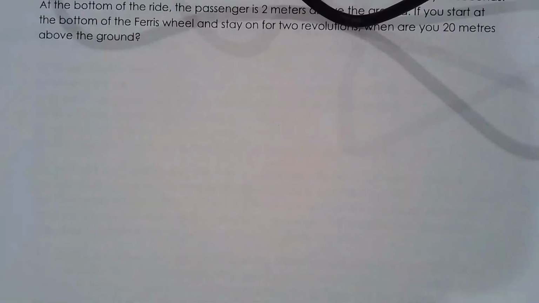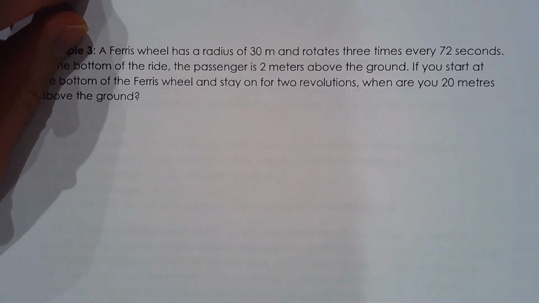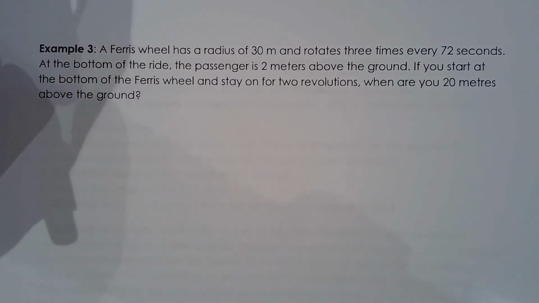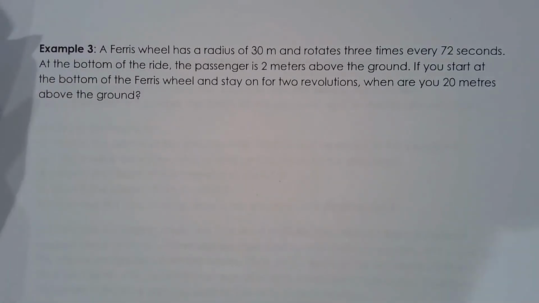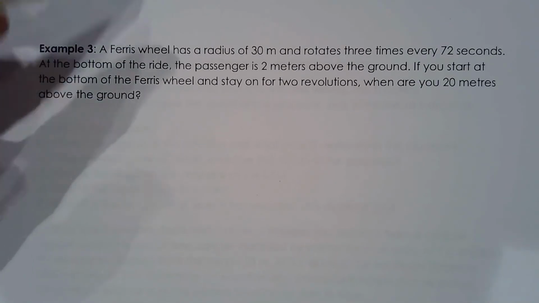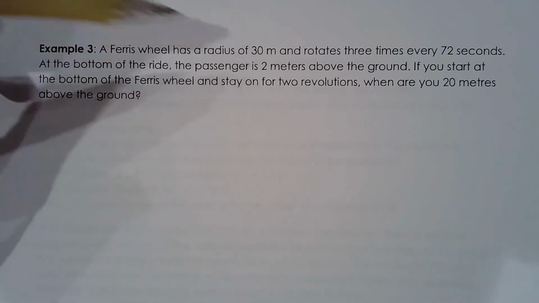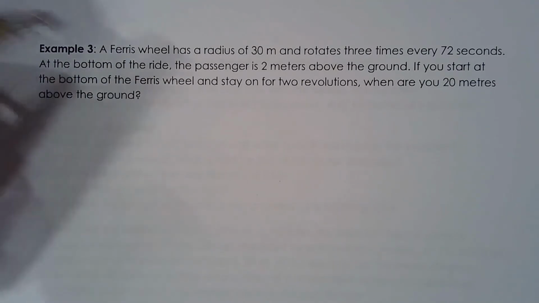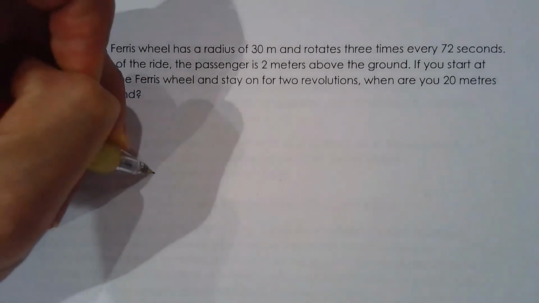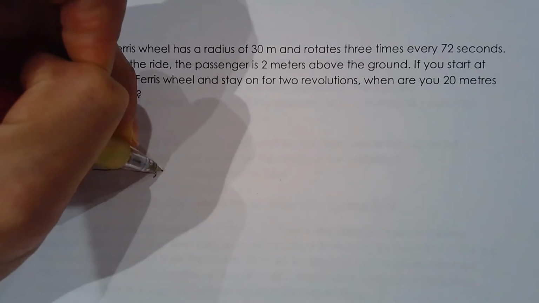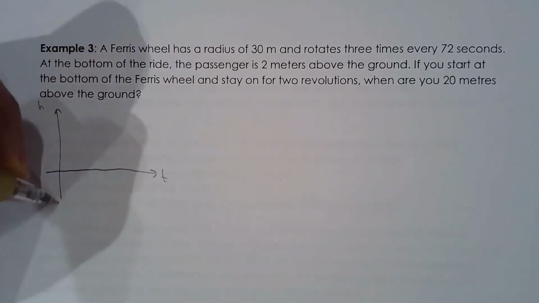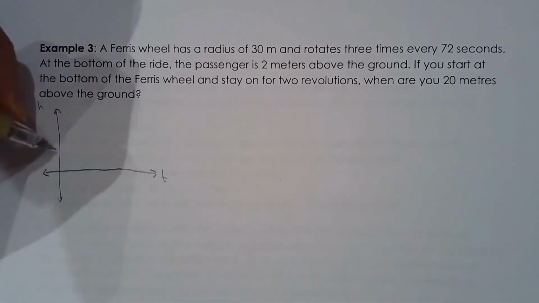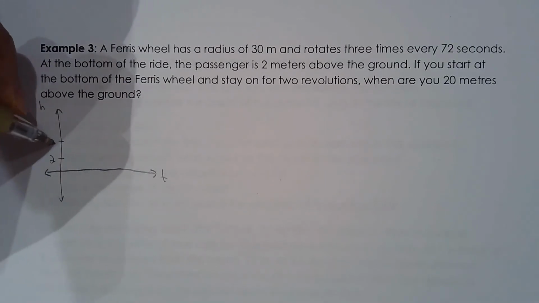So we're looking at a radius of 30 and the minimum height is 2. And then you start at the bottom. Oh, that is not pretty. I'm so sorry, but we're going to live with that. Hopefully you did a better job. So we're looking at rotates 3 times every 72 seconds. So what's 1 time? So the period is 72 over 3, which is 24, of course.